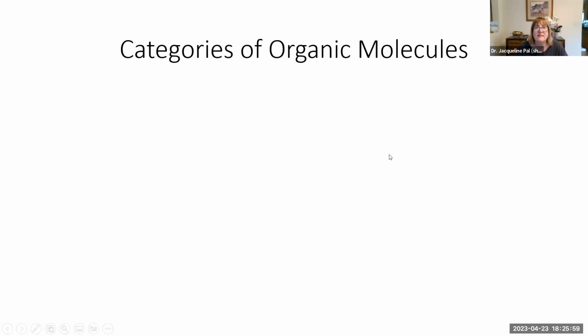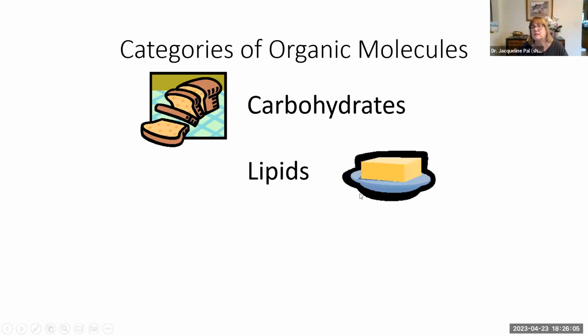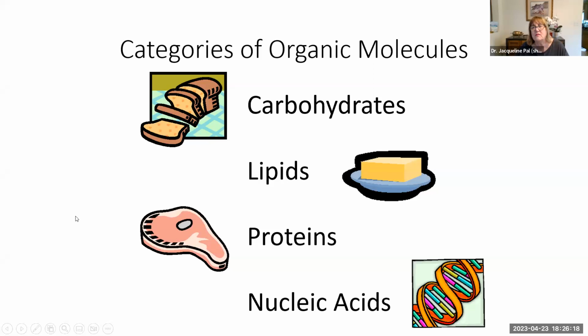So when we look at these categories of the organic molecules, we're going to have four different. The first one are our carbohydrates. Second would be our lipids. You know the rest. Third would be the proteins. And students usually get stuck after here because that's all you learn about in a nutrition class. And you forget that the fourth category are the nucleic acids.